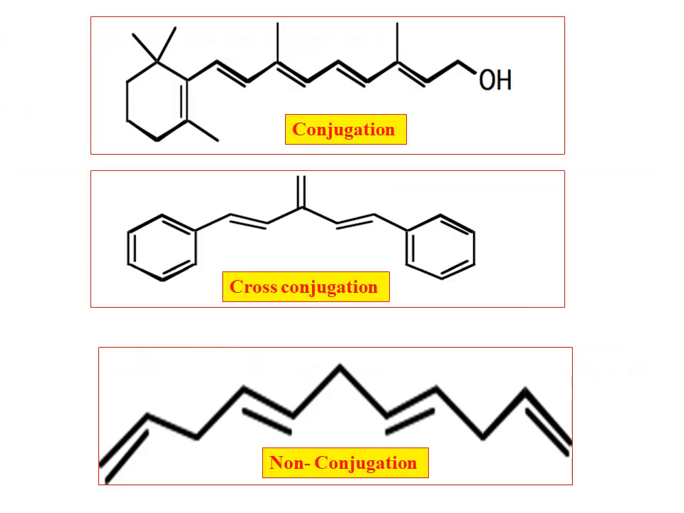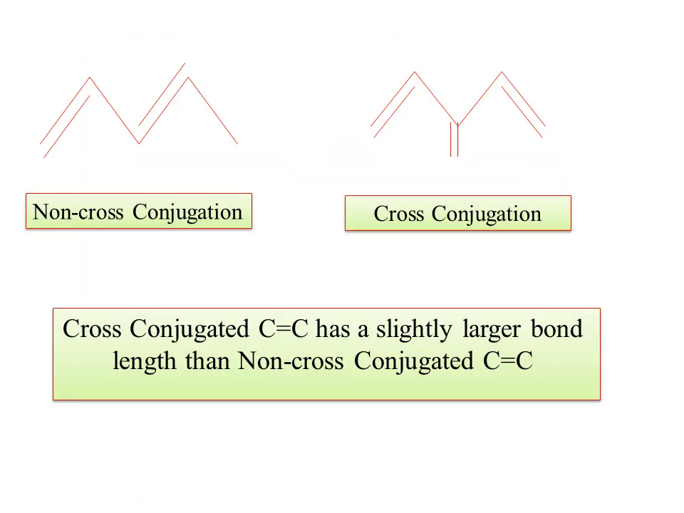So in the first example, it's an alternating single and double bond, so that is conjugation. Second one is cross conjugation. You are going to have three double bonds. And the third example is non-conjugation. Like this, you come across different types of conjugated bonds in a chemical bond.